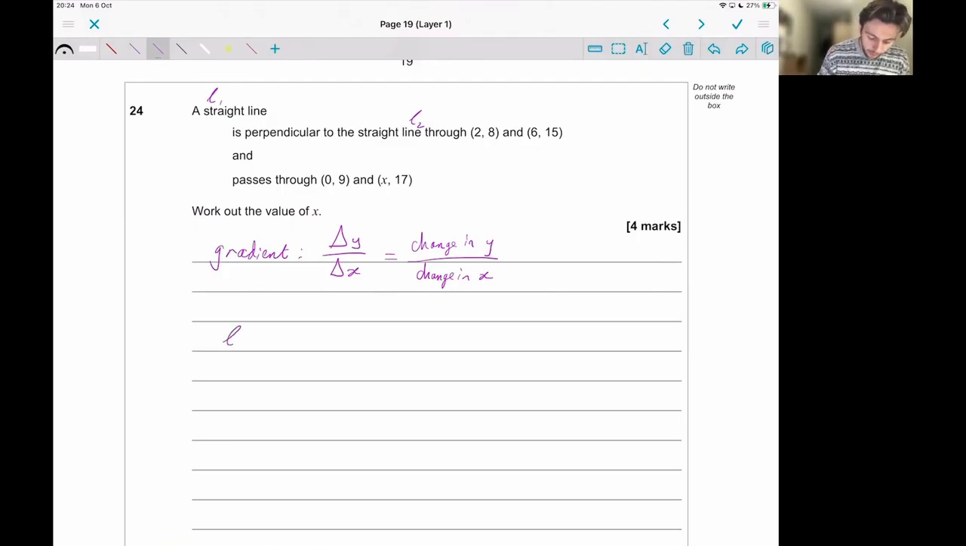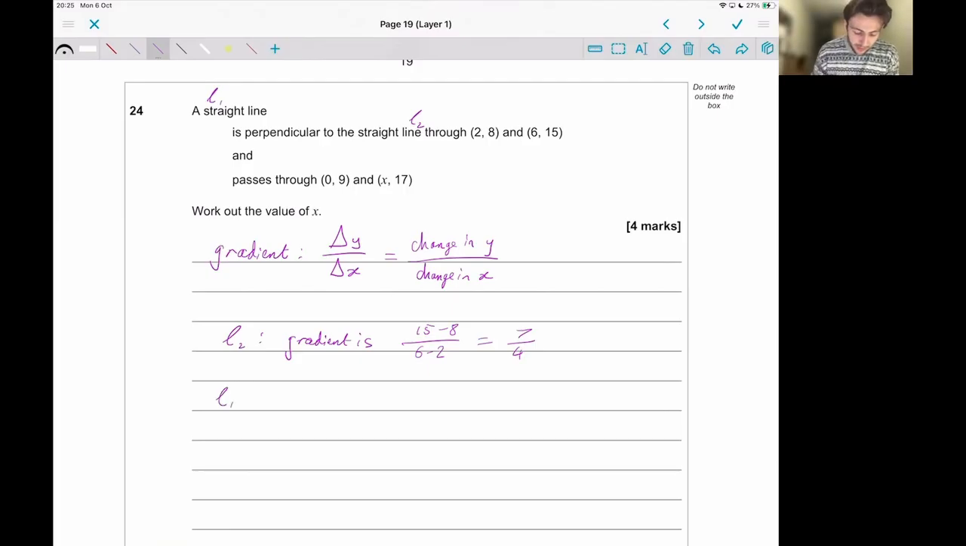For L2, the gradient is, what's the change in y? Well, that's 15 minus 8. What's the change in x? Well, that's 6 minus 2. So 15 minus 8 is 7. Yes. 7 divided by 4. I'm just going to leave it as a fraction again. 7 over 4. That's our gradient.